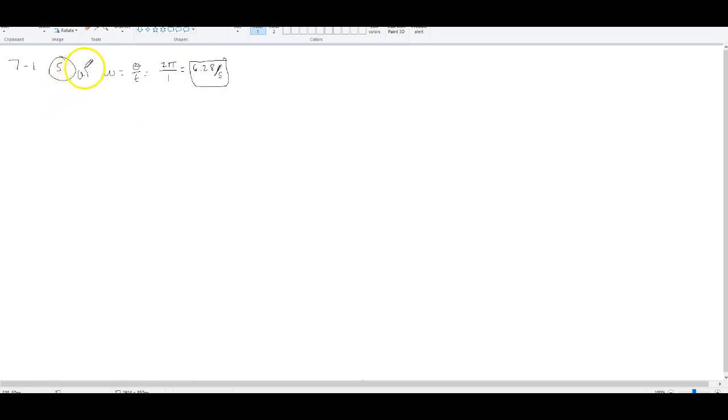And then on B, I want to know my linear velocity. Linear velocity is equal to angular velocity times radius. Or you could have done 2 pi r, one trip around, divided by the time it takes to do it. Either way, you're going to get 6.28 times the radius, and the radius is 2 meters. So that's going to give you 12.6 meters per second.